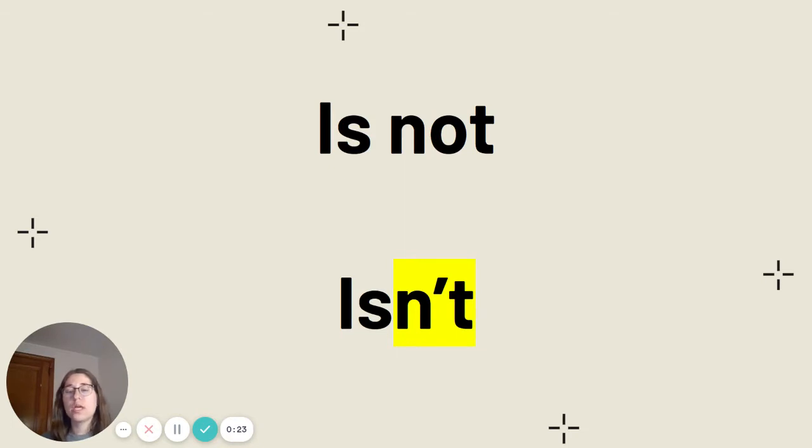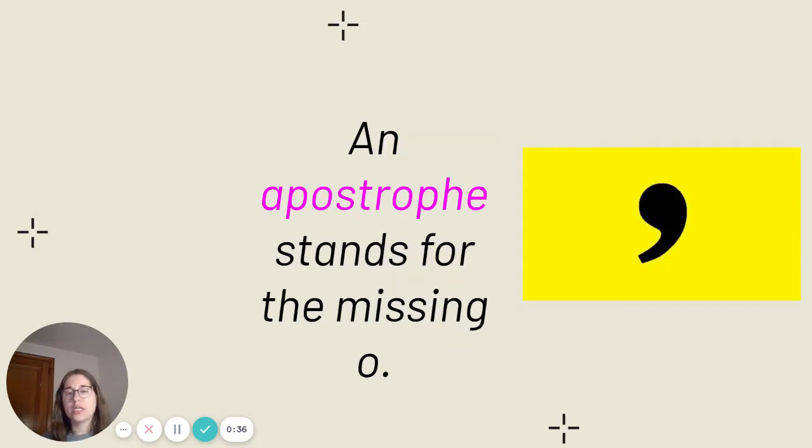For instance, we look at the words is not. To make them a contraction, we would write I-S-N apostrophe T. That apostrophe takes the place of the letter O in not. So anytime you have a contraction, the apostrophe stands for the missing letter. In this case, it stands for the missing O.